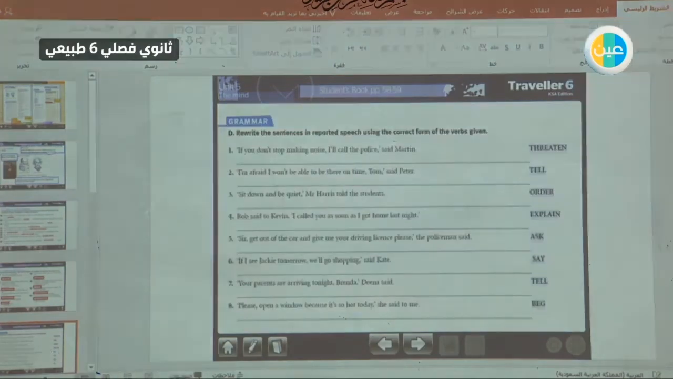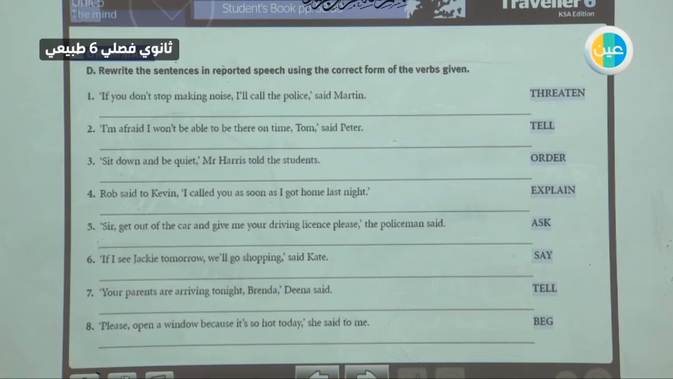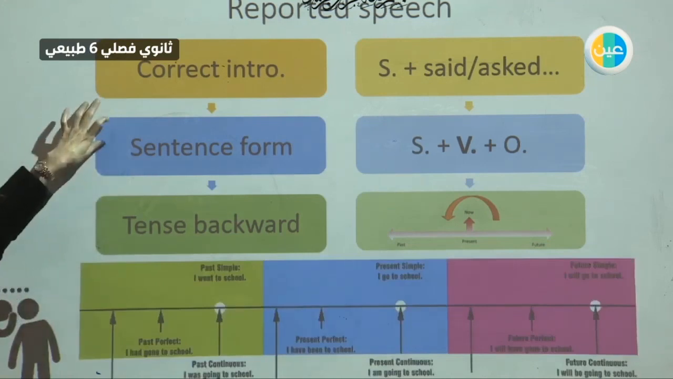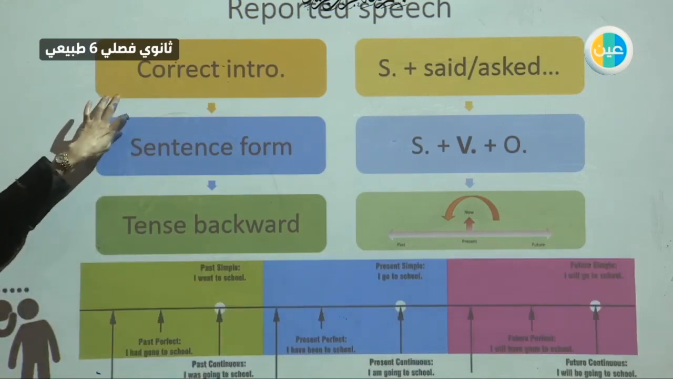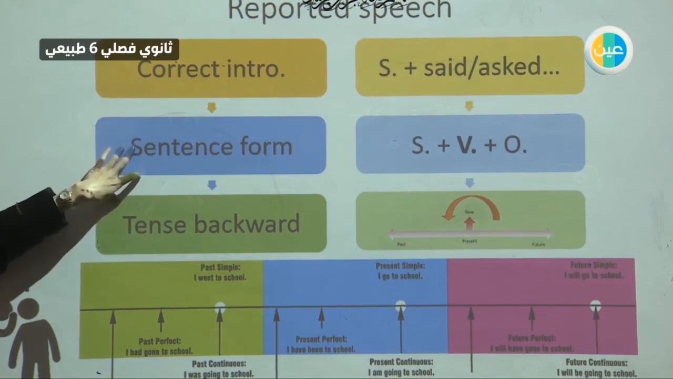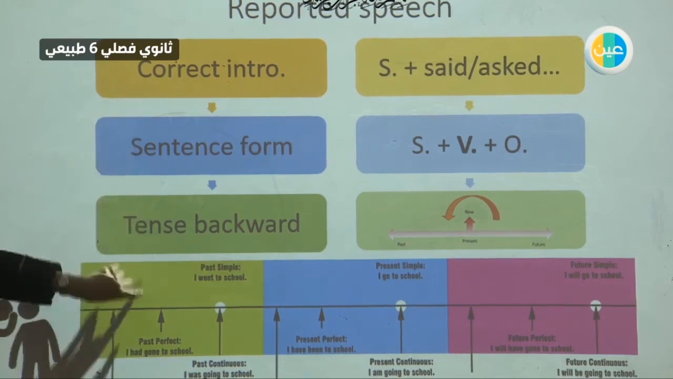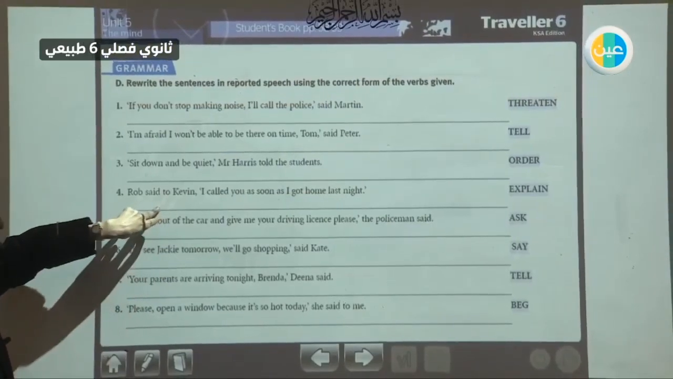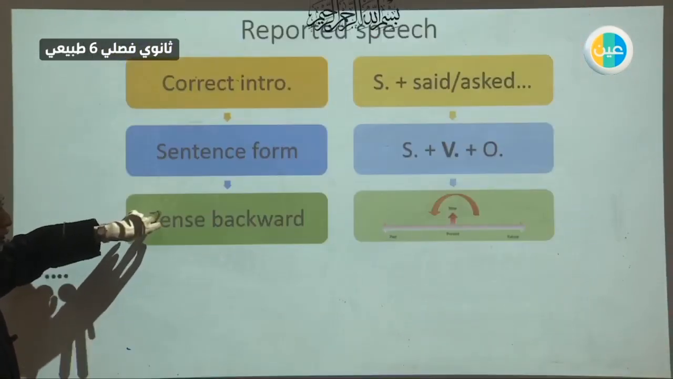You can do your workbook exercise. You can do this workbook exercise and you can work on it based on this one, which we have covered yesterday. Use the correct introduction, said or asked, change it into a sentence form, then go 1 tense backwards. So you will do the previous exercise in your workbooks based on this chart.